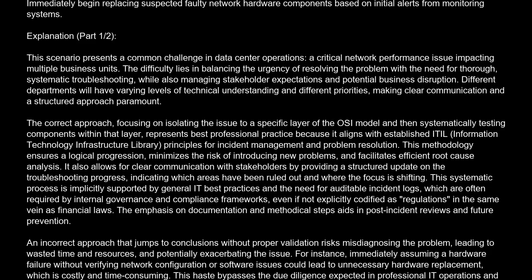The correct answer is C. Immediately begin replacing suspected faulty network hardware components based on initial alerts from monitoring systems.